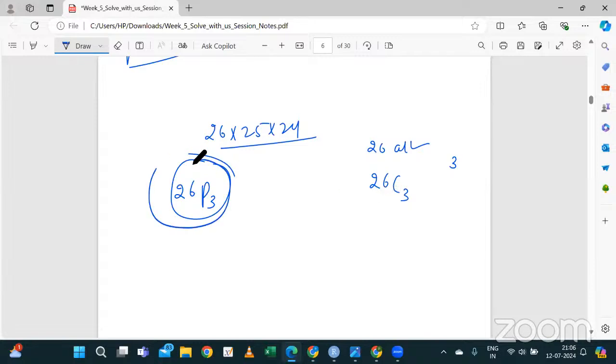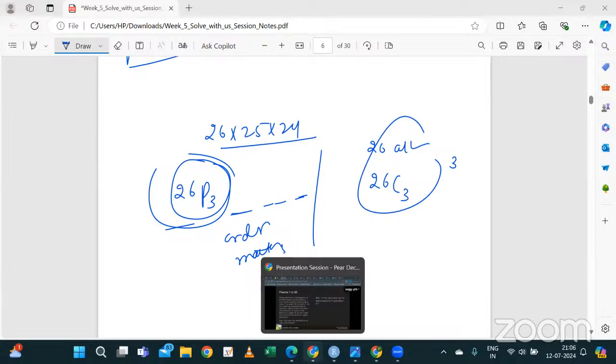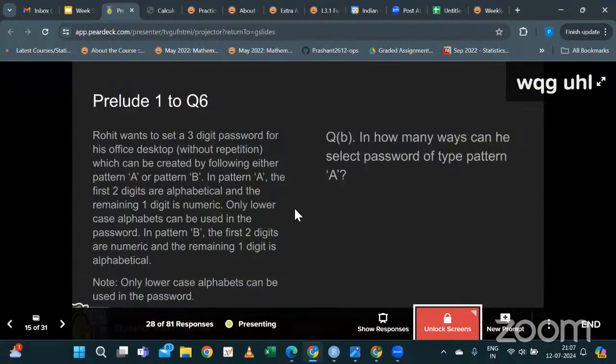Here what you are doing is selecting and arranging. You are creating a password, so the order matters here, right? In the other case, I'm just selecting, I'm not worrying about order. I have to simply select the alphabets. And if repetition is allowed here, then it will be 26 into 26 into 26 into 26. Okay, is this clear?